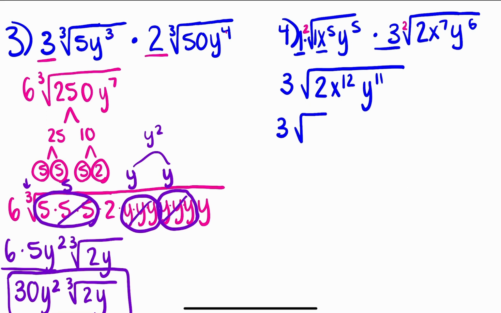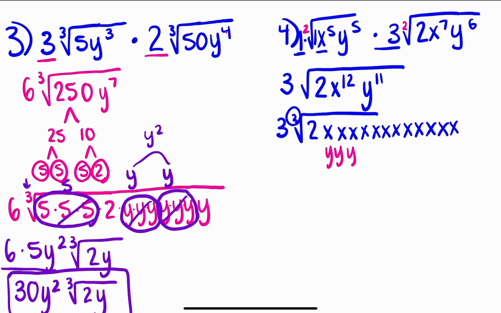And you can expand it out if you want to, or you can just think of how many pairs, since this is square root, I need 2 of the same number to take 1 out. So I can think of how many pairs are in 12 x's. Well, 6. But if you can't think that way, you can write it out. 3, 4, 5, 6, 7, 8, 9, 10, 11, 12. And then 11 y's. 1, 2, 3, 4, 5, 6, 7, 8, 9, 10, 11.